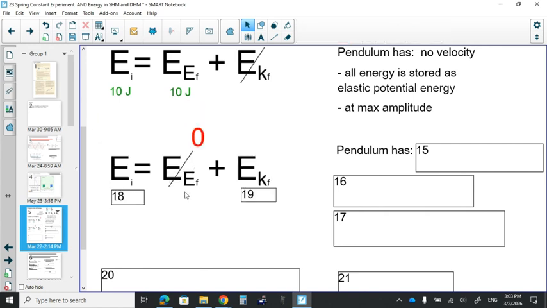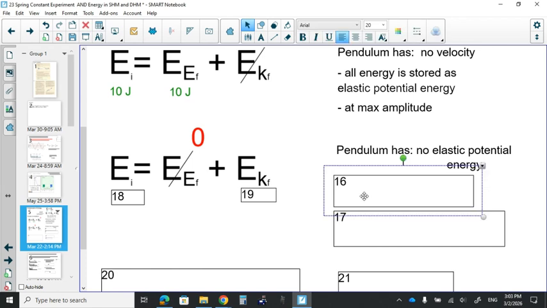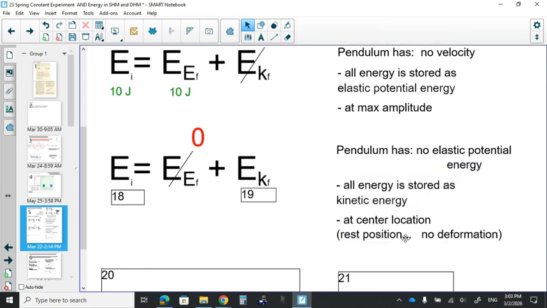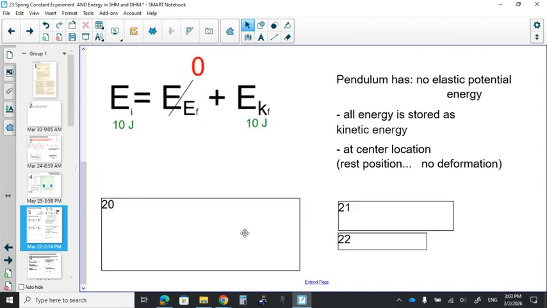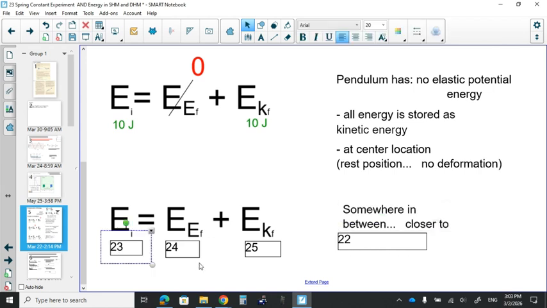Or you could have all the energy as kinetic. And so that would be a scenario where it has no elastic potential energy, all of it's kinetic. So that would be at the center location where it's moving the fastest. And the spring's just in its natural position, so no elastic energy. And you could have some combination between, right? Somewhere in between. So where is this one?